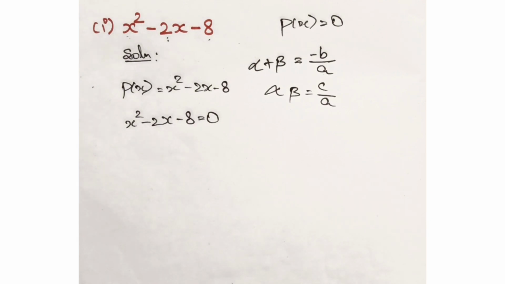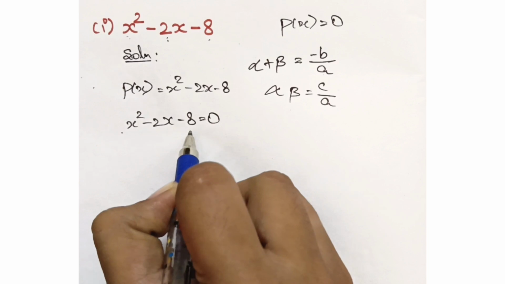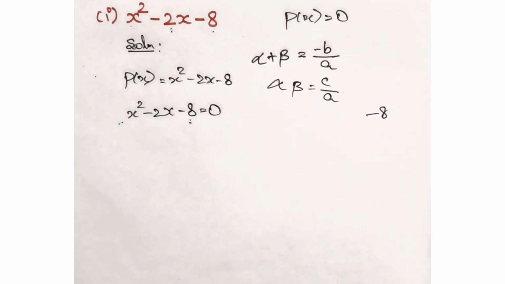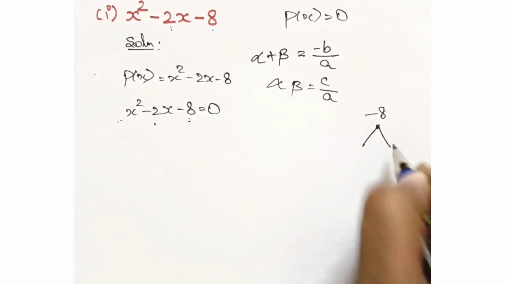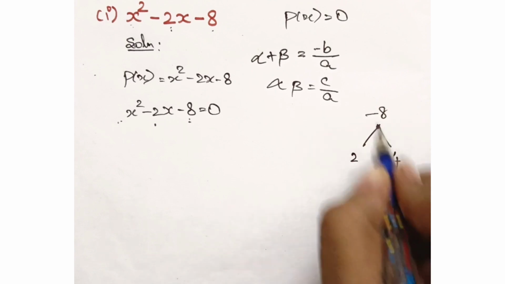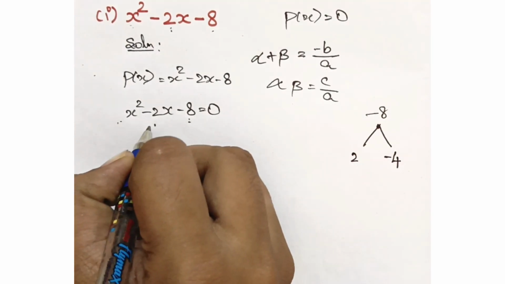One easy step for factorization is to multiply the coefficient of x square and the constant term. 1 into minus 8 is minus 8. You have to find two numbers such that when you multiply them, you get minus 8, and when you add them, you get minus 2. So, what are the two numbers? 2 and minus 4. When you multiply 2 into minus 4 it is minus 8. When you add 2 and minus 4 it is minus 2.